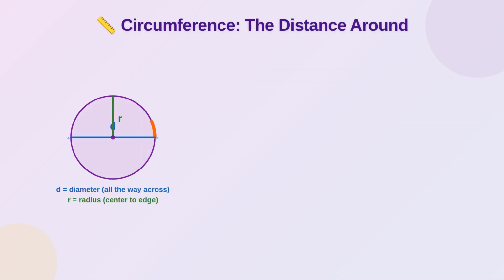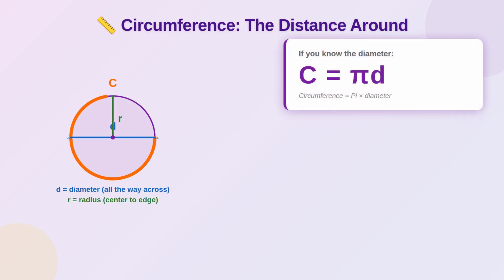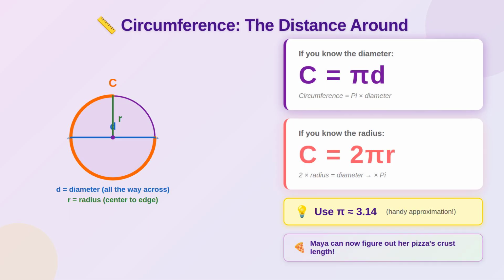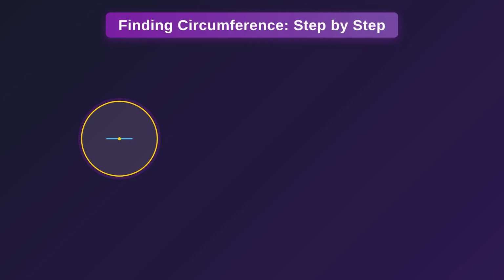The circumference is just a fancy word for the perimeter of a circle, the total distance around the outside edge. And because pi is that magical constant ratio, we can calculate it easily. If you know the diameter, multiply it by pi. C equals pi times d. If you know the radius instead, use C equals 2 times pi times r, because 2 times the radius gives you the diameter first, then pi does its thing. We usually use 3.14 as a handy approximation for pi. Maya is starting to see how this whole pizza problem is going to get solved.